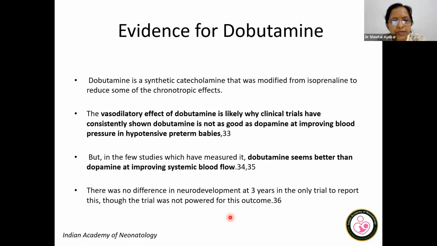One study shows that the vasodilatory effect of dobutamine is likely, and clinical trials have shown that dobutamine is not as good as dopamine in improving blood pressure in hypotensive preterm babies, but it seems to improve blood flow. There was no difference in neurodevelopment at 3 years in the only trial to report this, and that trial was not powered for the outcome. So for neurodevelopmental outcomes in hypotensive babies treated with dobutamine, outcome data is basically not there.